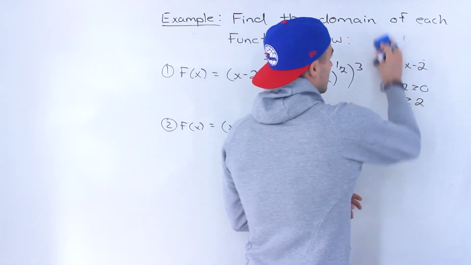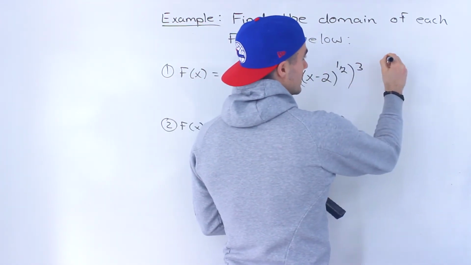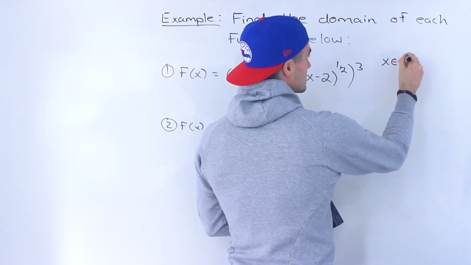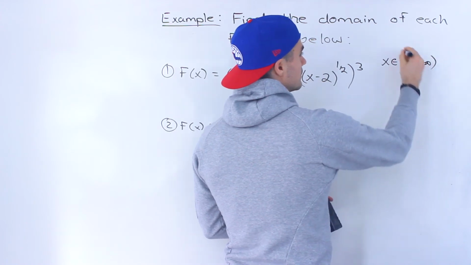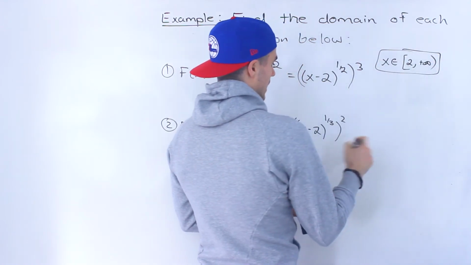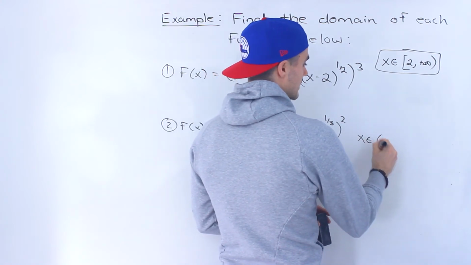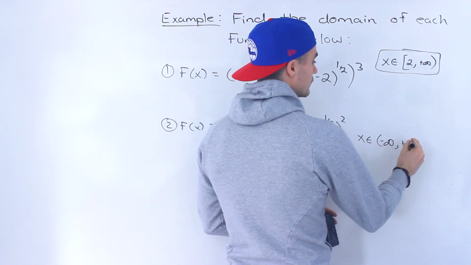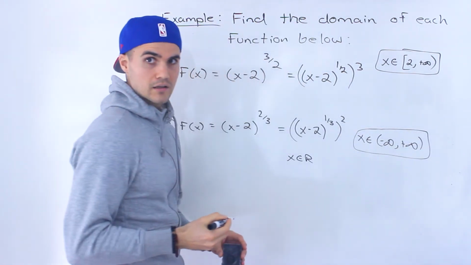Okay, so up here, basically, the domain of this is going to be x is an element from positive 2 to positive infinity, like that. And then over here, x is an element of real numbers, or we could say x is an element, it could be anything from negative infinity to positive infinity, like that.